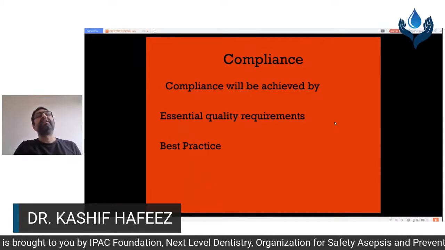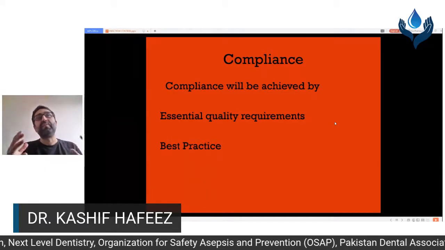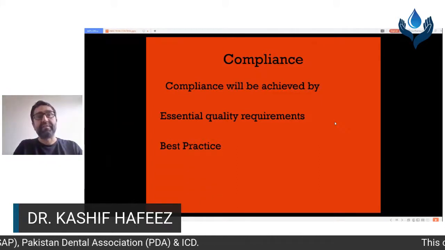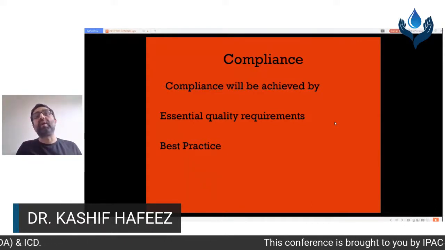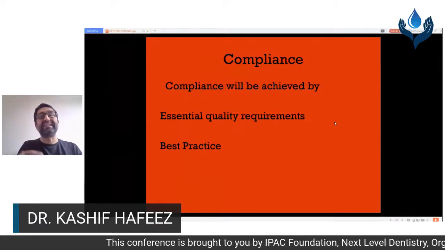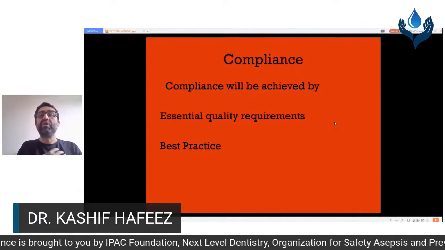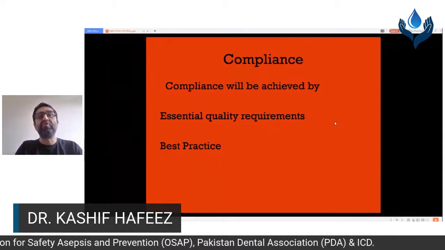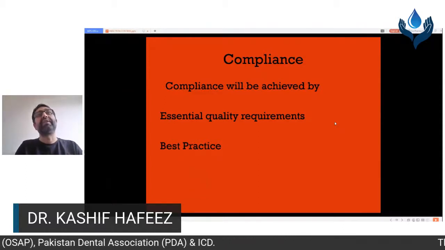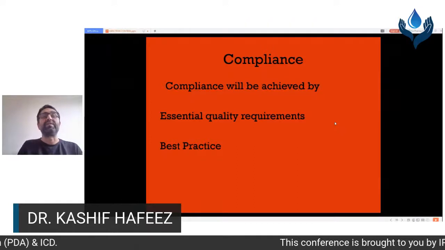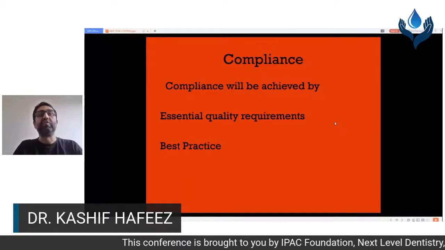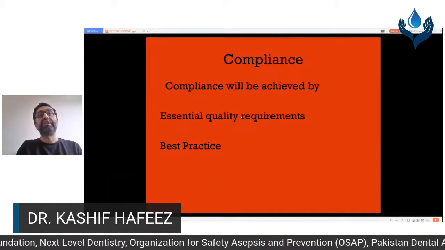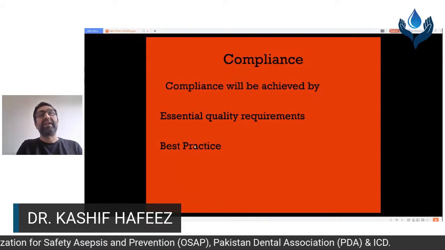Now, in England, the compliance to this document is achieved by grading the practices into two categories. Number one category is essential quality requirement, which, as the name suggests, is essential. Without this, your practice cannot open, or your practice cannot stay open. The practice has to be closed if they do not follow the essential quality requirements. And the other one is best practice, which means everything is done according to the book and at a higher standard. So in order for your practice to be open, you need to follow the essential quality requirement, and you can be a best practice as well.